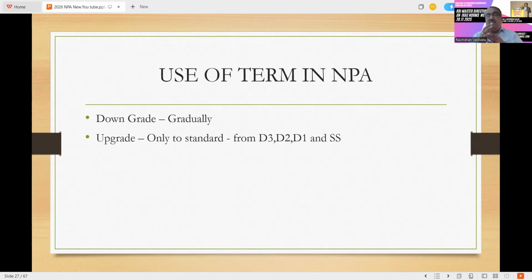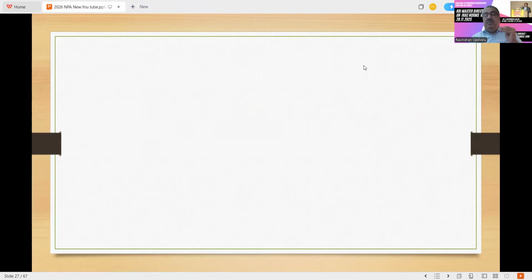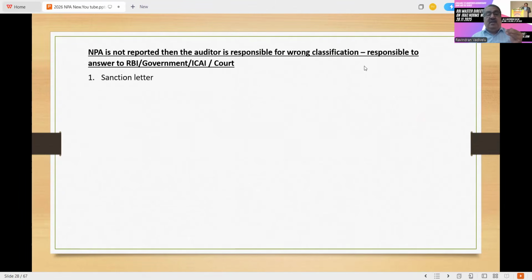And if you want to upgrade, in case the party has come to the bank and remitted the amount and wants to upgrade his account, then you have to upgrade only to standard and not to any other status. Suppose an account has become D3 and the party has come and remitted some amount, it should not go from D3 to D2. And if at all they want to upgrade, the borrower has to pay all the dues as on date to the account. So from doubtful status, the upgradation is done only to standard, and it should not be from D3 to D2, D2 to D1. So that's a very, very important thing. Everything is based on the sanction letter.